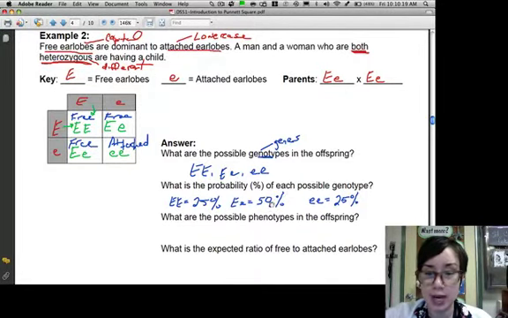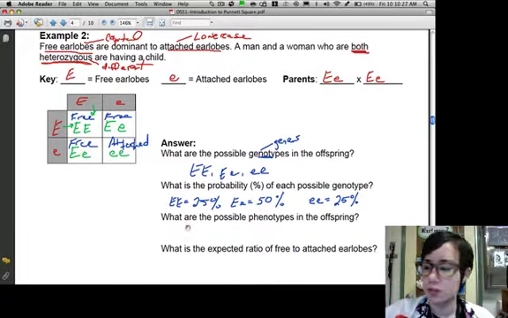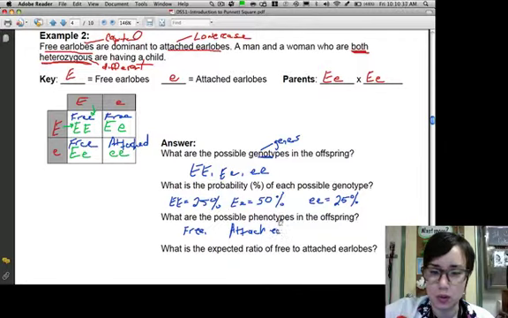For the next question, it asks, what are the possible phenotypes of the babies? Well, I've listed all of my phenotypes. Some of my babies have free earlobes, some of them have attached. So I know it's possible for these parents to make babies that have both. So I'm going to go ahead and write down free. I'm also going to write down attached, because they can make both.